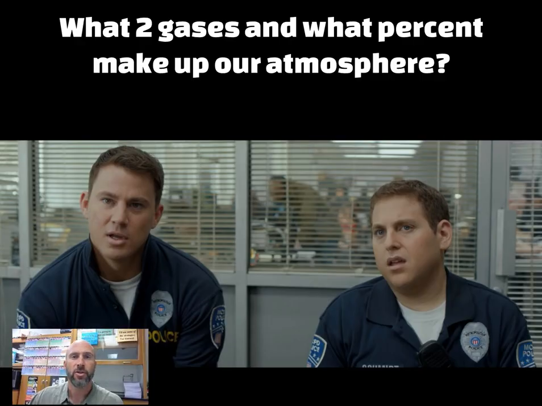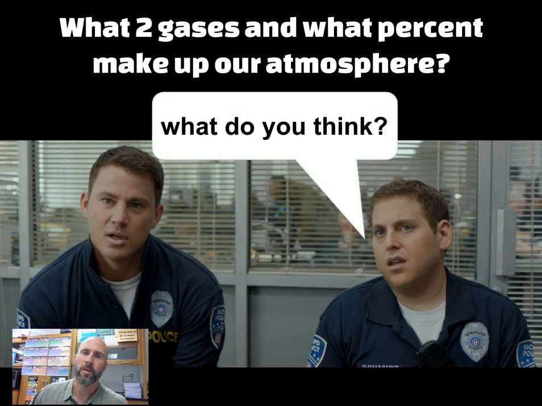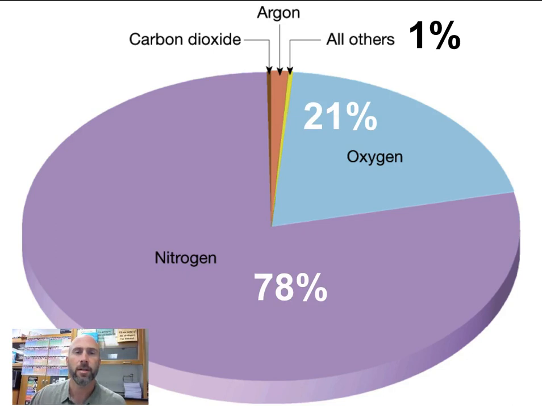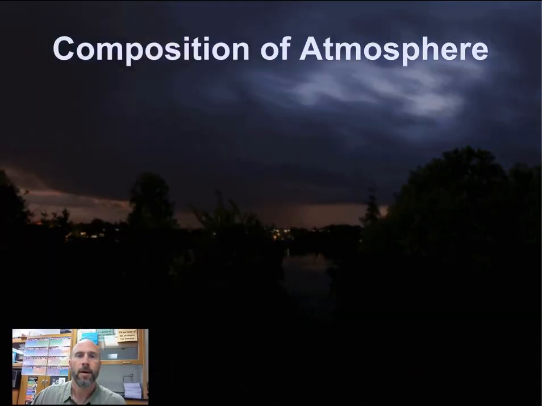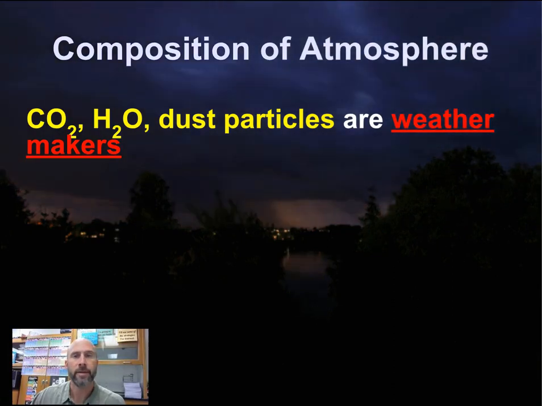So here's my question to you. If you guys know, what are the two gases that make up our current atmosphere, and what's their percentage? A lot of people don't know this, or they have some misconceptions. All right, nitrogen and oxygen. Now, a lot of people think oxygen's the number one thing, but in reality, it's nitrogen. Okay, so nitrogen, we've got 78% of our atmosphere is made up of nitrogen, and then the other 21% is oxygen.